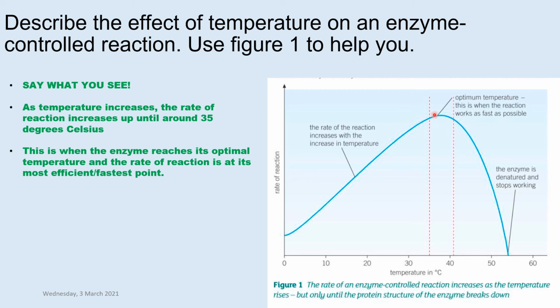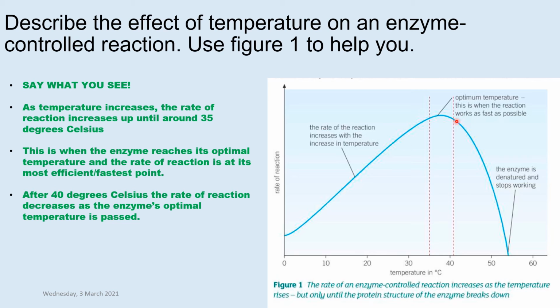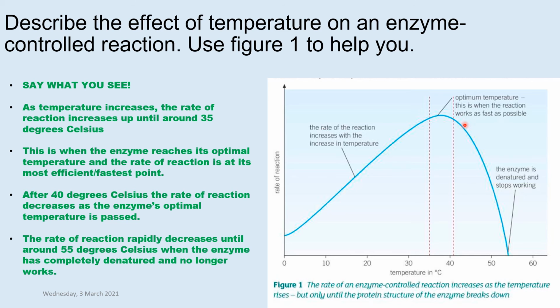That is when the enzyme reaches its optimal temperature and the rate of reaction is at its most efficient or fastest point. So after around 40 degrees Celsius, the rate of reaction decreases as the enzyme's optimal temperature is passed. The rate of reaction rapidly decreases here until around 55 degrees Celsius when the enzyme has completely denatured and no longer works. So that is your describe question, or how you would get the marks for that question there.